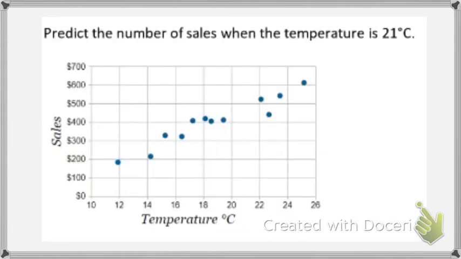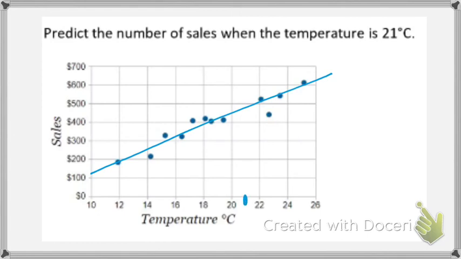Okay, let's go ahead and look at the next one. So let's predict the number of sales when the temperature is 21 degrees Celsius. So first you have to make your trend line. Actually, let's put it this way a little bit more. There we go. And notice I didn't start from down here because that's not going to help us. You gotta kind of predict before and after. Okay. So 21 degrees Celsius is going to be right here.